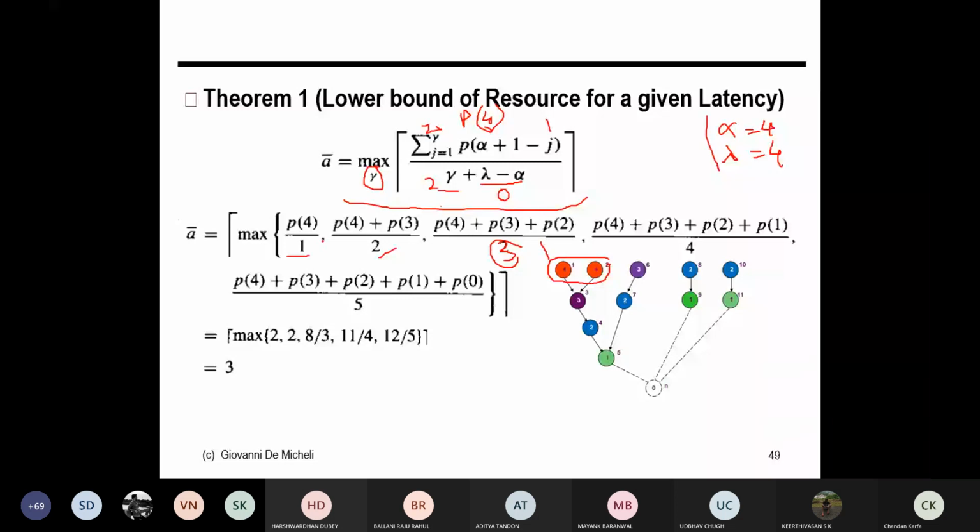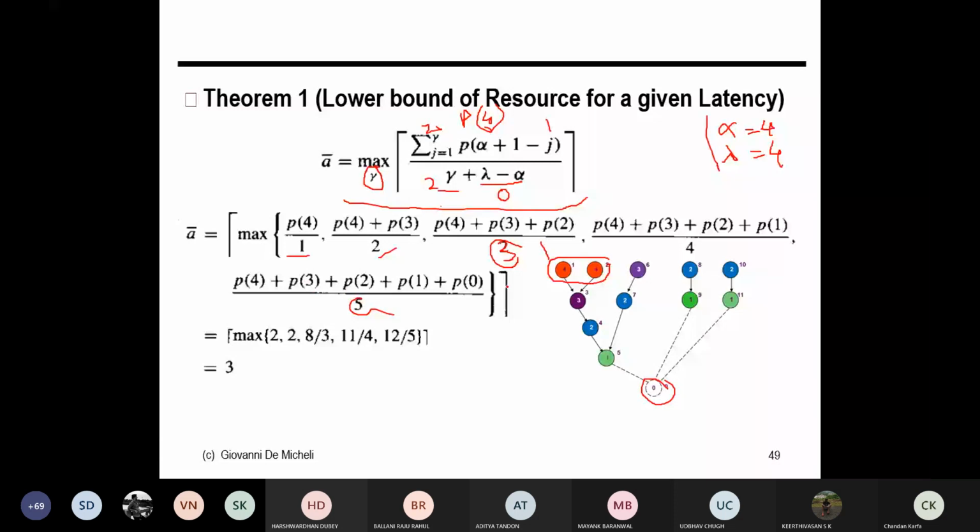Although this particular equation looks very complex, essentially it is this. Sorry, I missed one point here. Your gamma can go to 5, because here the sink node is basically 0, so I should consider till 0. I missed that part, but I hope you understand.